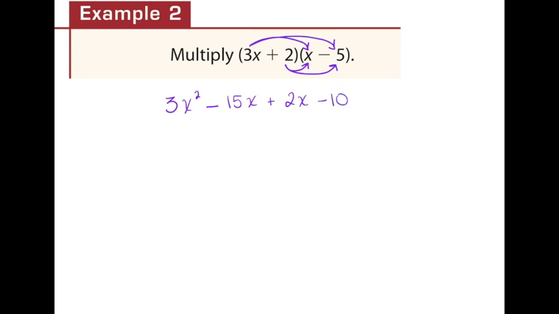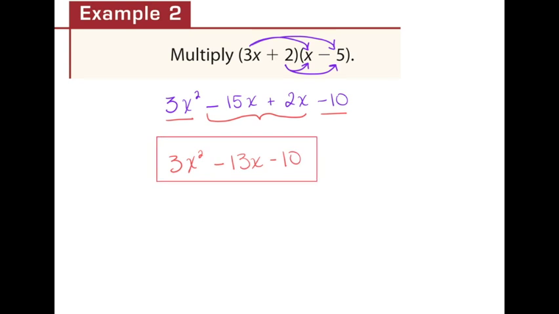And so our multiplication is done. At this point, we want to look and see, can we combine anything? The 3x squared does not have a like term, so we're going to leave it alone. The negative 15x and the positive 2x are alike, so we can combine those for negative 13x. And the negative 10 does not have a like term, so we do not combine it with anything. And at this point, we are done. We have multiplied, we have simplified.